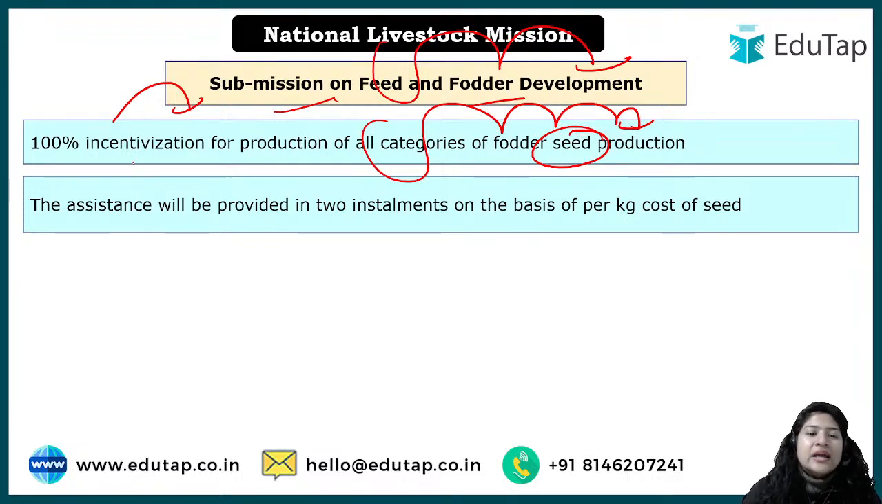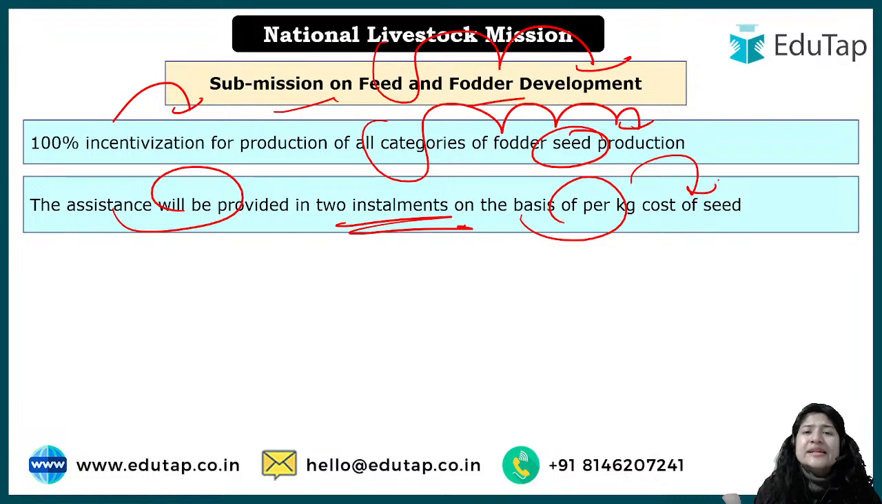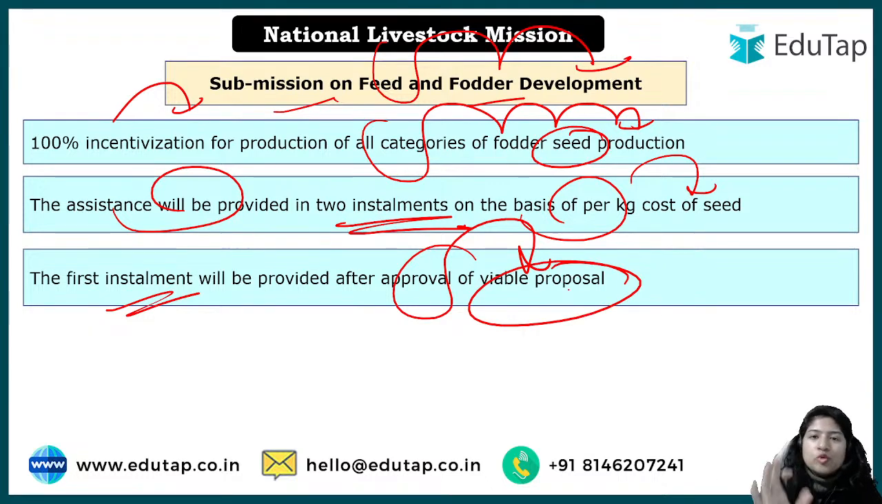Okay. And the assistance will be provided in two installments. Again, how will the assistance be provided here? In two installments, on the basis of how much seed has been produced. Okay. And when will the first installment be given? Once the approval of the project is done, meaning a viable proposal. What does viable mean? Something that is possible, something doable, and something that will give the result. Okay, that is a viable proposal.